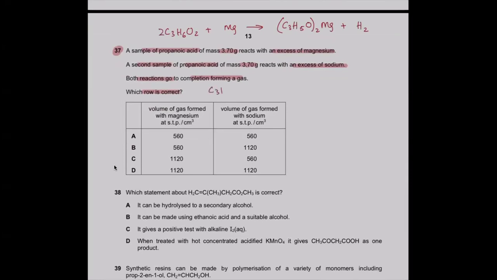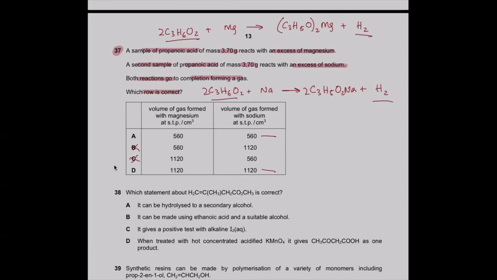Okay, when we make the same reaction equation with the sodium, it is going to be C3H5O2Na and H2. So to balance this H2, we are going to put 2 and 2. So from this, what we can conclude is that both are going to produce the same amount of gas. So B and C are wrong because 2 moles are producing 1 mole and 2 moles are producing 1 mole.